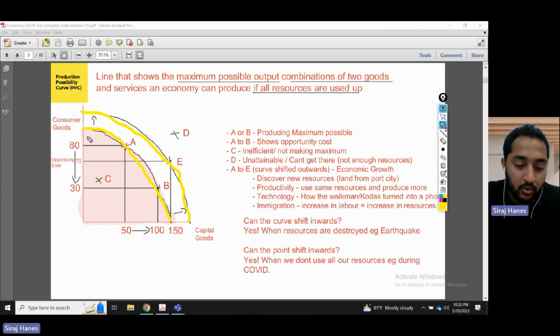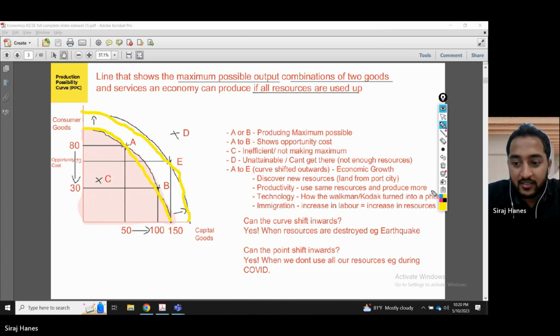There's one other way we can shift outwards. Maybe we don't find more resources. We have the same amount of resources, but with the same resources, we learn how to produce better. We become more efficient. Maybe there's technology. Maybe you guys got educated and now you know how to produce something better. And now you start to produce more with the same resources.